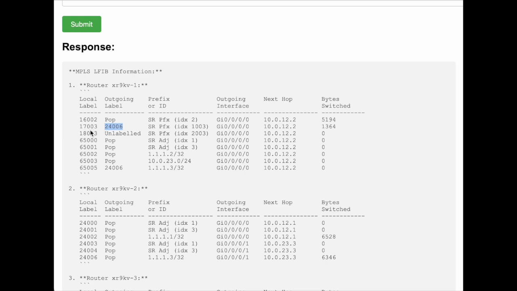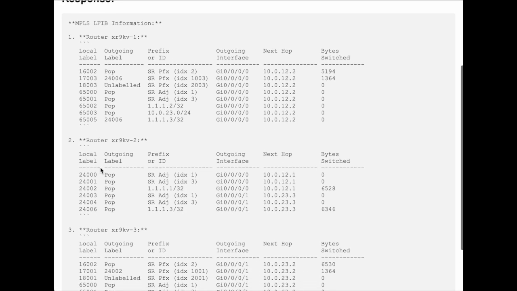The thing is, this label, which is for Flex Algo, is not working. Okay, so this is a big problem. This label is from LDP. This is from segment routing. Okay.